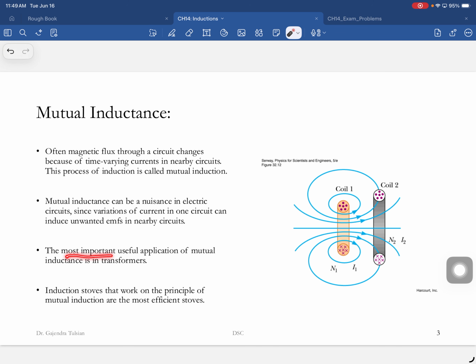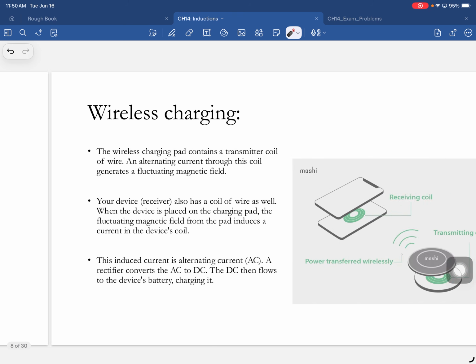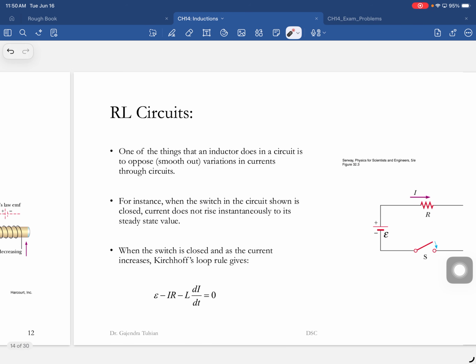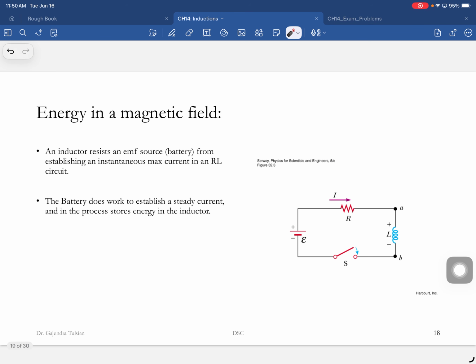So the most important useful application of mutual inductance today is transformers. What do transformers do? They transform electrical energy to other types of energy. See, here's where the name comes from. So transformers step up and step down voltages.